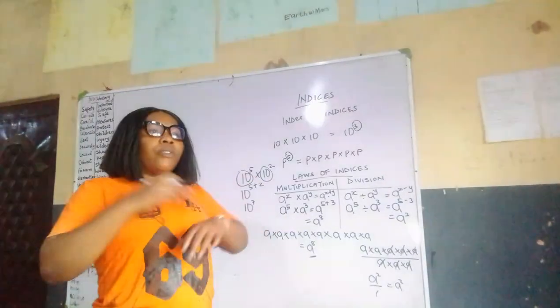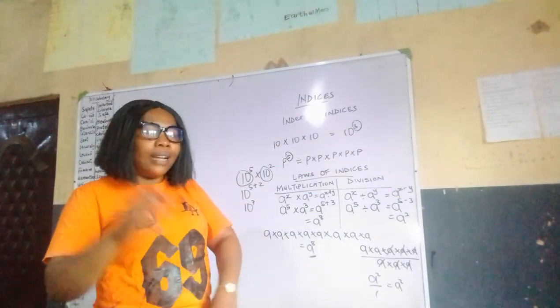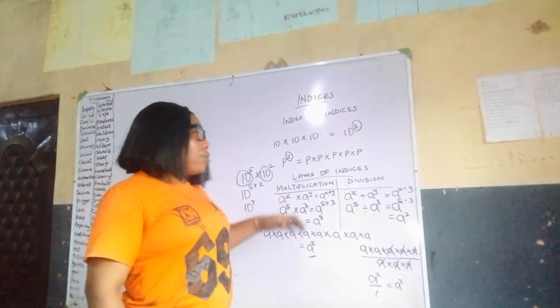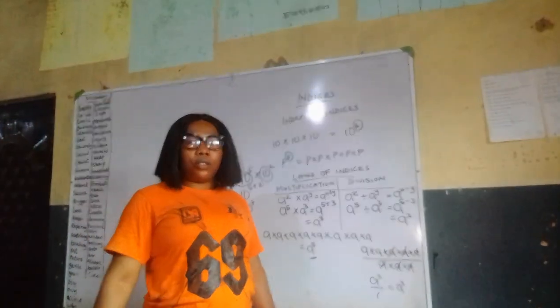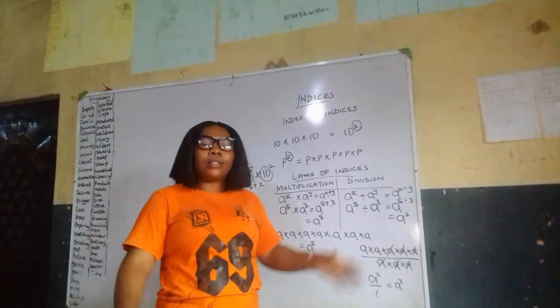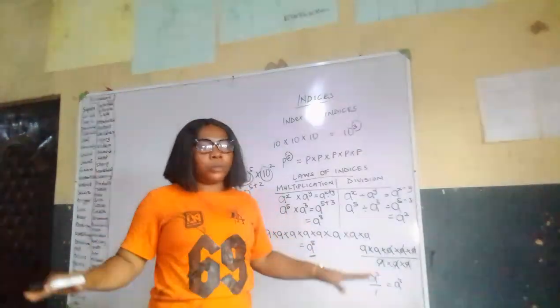So for you to be able to understand me when I tell you, according to the law of indices, you have to know the law of indices, so that when I make that move, I do not have to explain myself again. That's why I'm starting from the barest minimum, right?